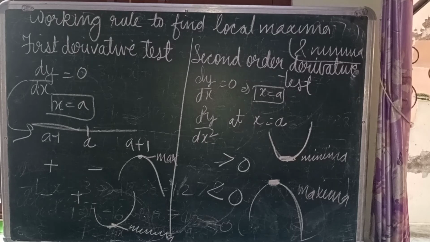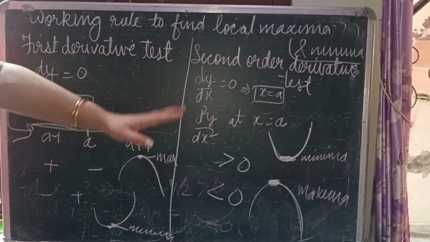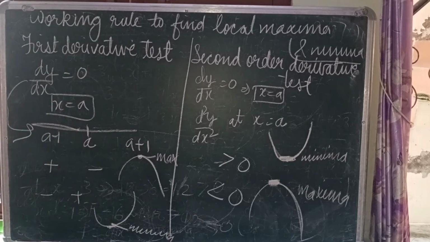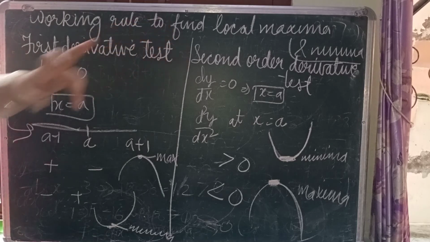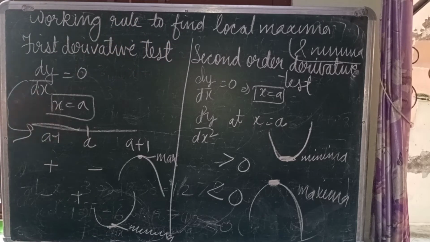Here I am explaining the working rule to find out local maxima and minima. For that we have two types of test. We will mostly prefer the second order derivative test, but we have the first derivative test and the second order derivative test. These we use to find out the local maxima and minima.